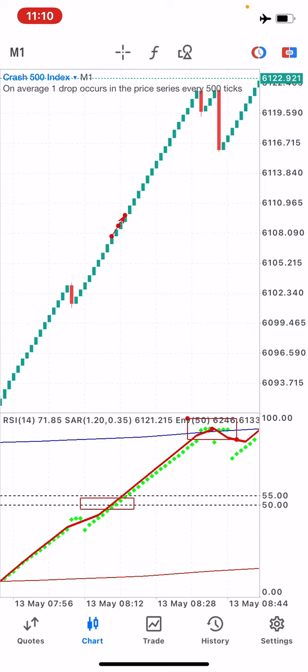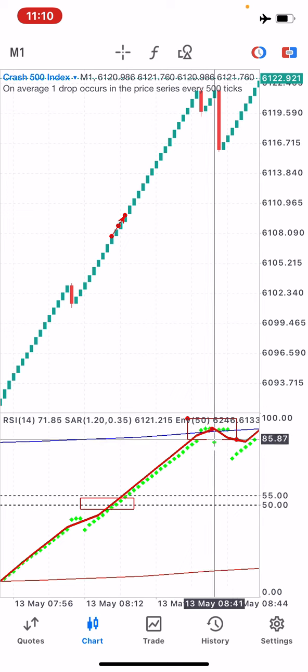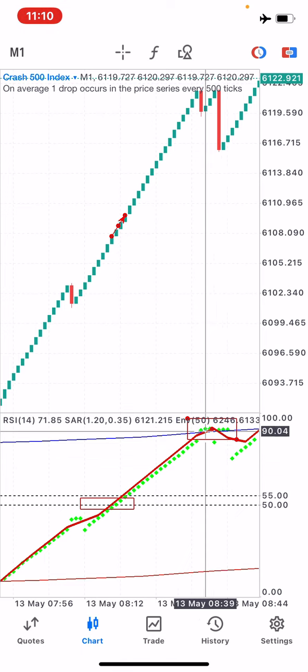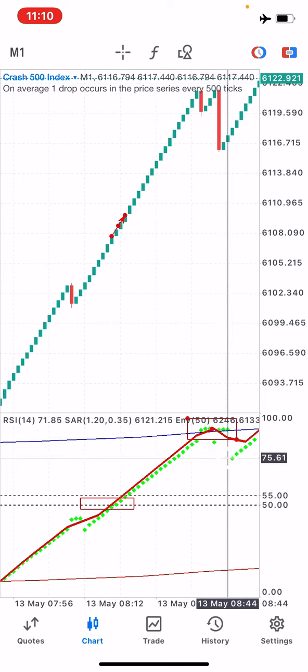So we talked about 3 entry points. The first one is when the red line touches the blue line here, you're going to be entering a sell. This is spike catching. For this you can use a lower lot size or a medium lot size, because you're going to be holding up until the spike comes, and then you exit.